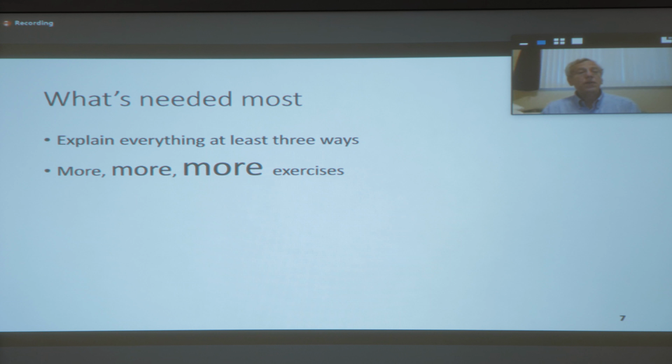I think what would help most in our world in order to make the rest of the world appreciate the beauty of pure functional programming is to be much more careful in the way that we explain these things. And it says there are more exercises. There just isn't enough way to practice the language.